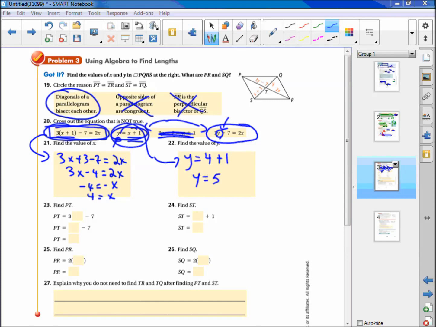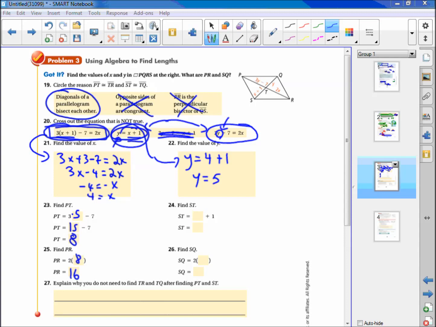All right, so let's find the length of PT. PT is equal to 3y minus 7. So I'm going to replace y with 5. So 3 times 5 minus 7, which is 15 minus 7, and PT's length should be 8. Find the length of PR. PR should equal 2 lengths of PT. Since PT was 8, I can put an 8 here, so PR should be 16. Remember that PT is exactly equal to TR, because SQ bisected that segment PR.